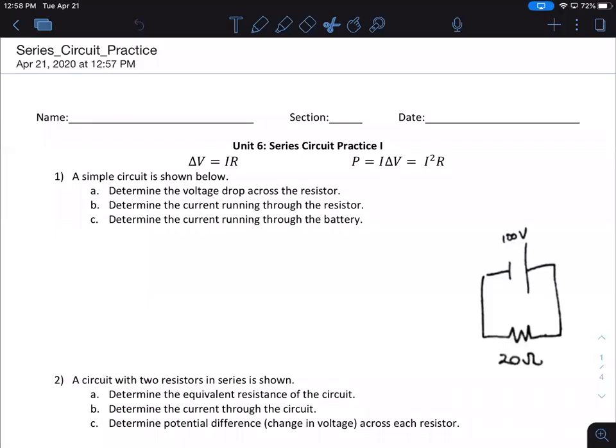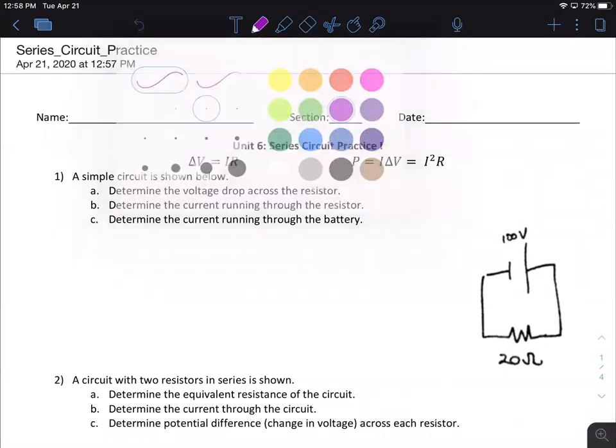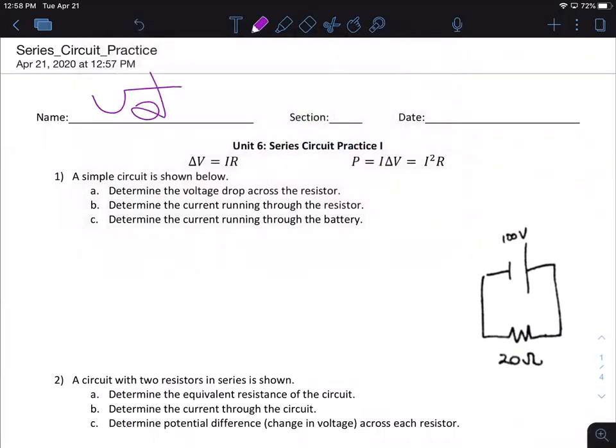Alrighty, welcome to physics. Here we will be looking at series circuit practice 1, and probably just part 1. So let's get started. The main rule we'll be using here is Ohm's law, which tells us that the change in voltage, or the potential difference across the resistor, is related to the current going through that resistor and its resistance.